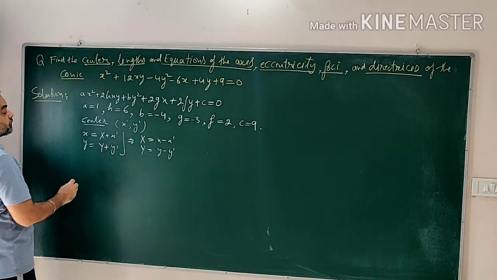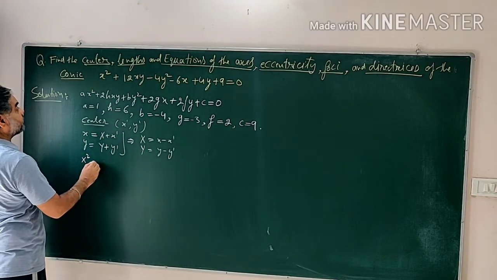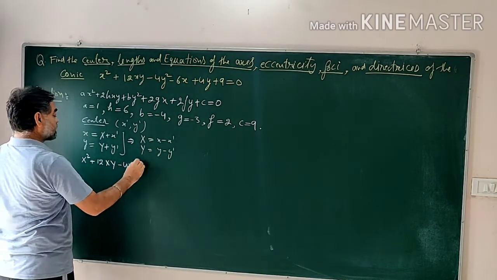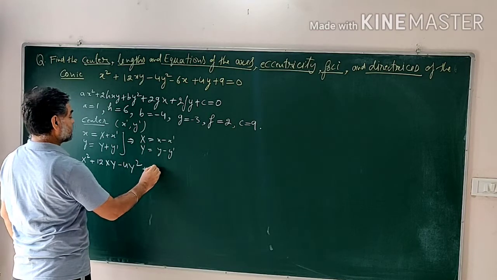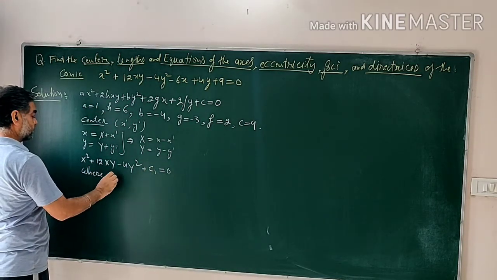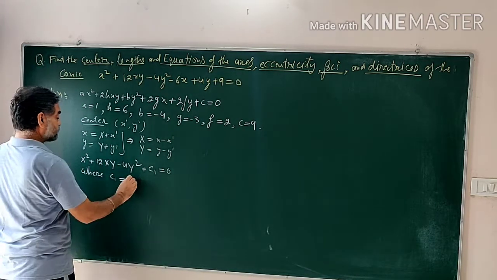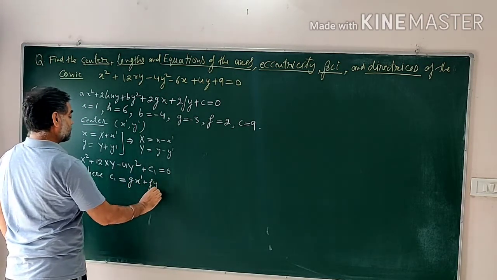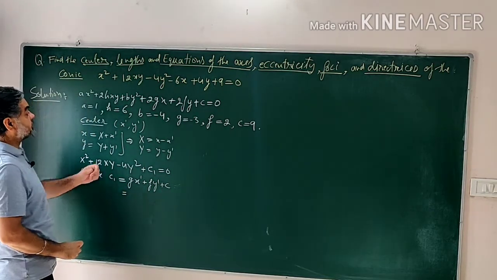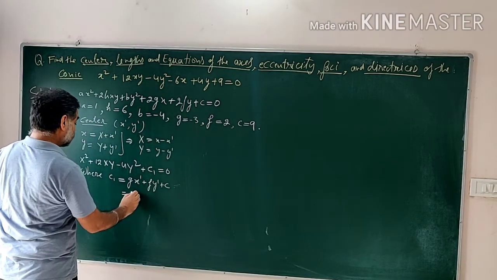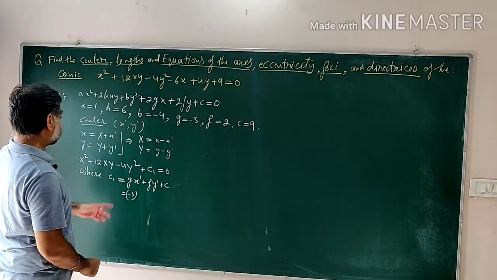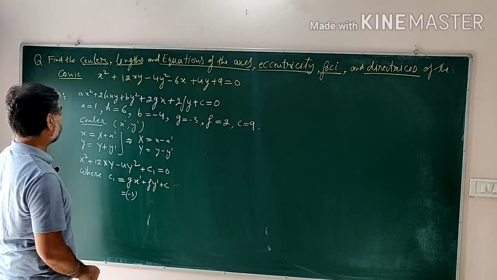then this equation becomes x square plus 12xy minus 4y square plus c1 equal to 0, where c1 is equal to gx dash plus fy dash plus c, and which is equal to g is minus 3 x dash, and y dash we have to find.